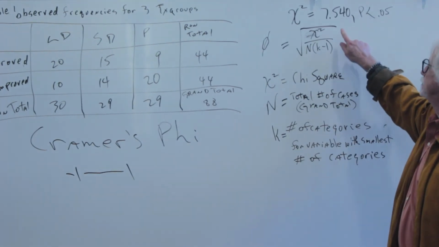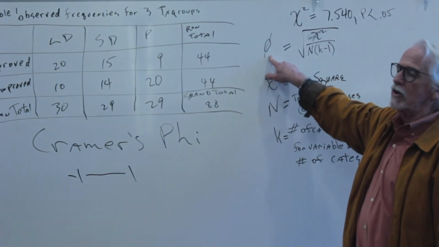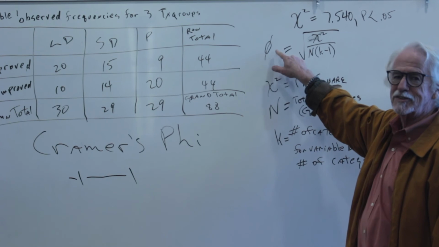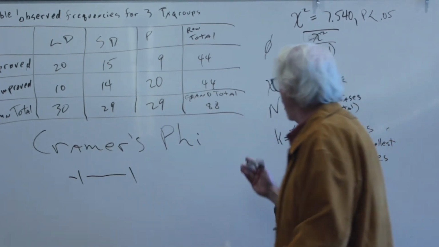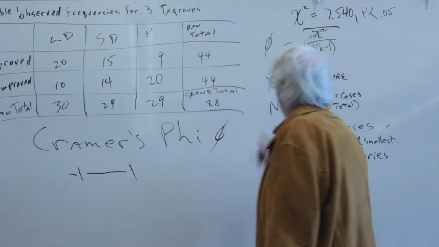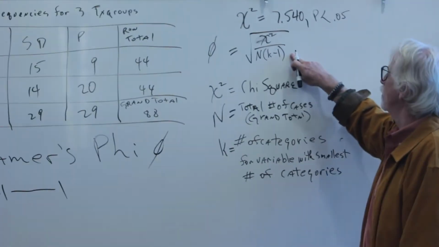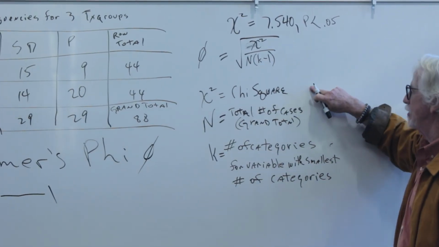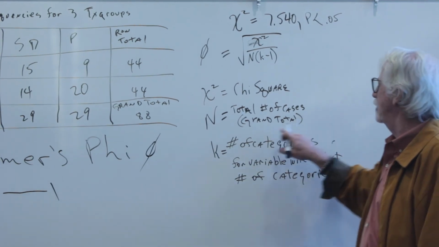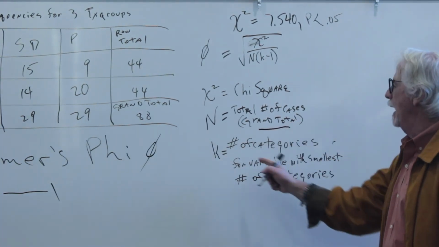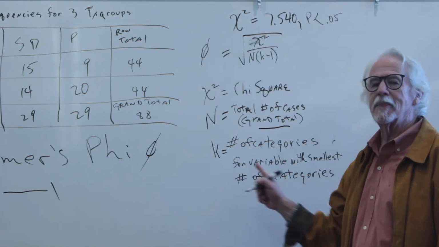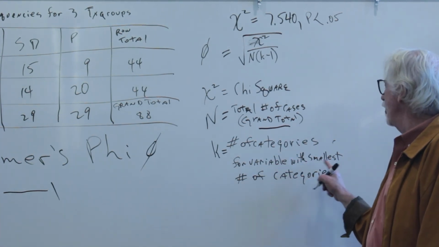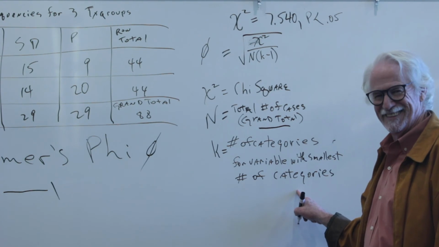And of course, there's a formula for that. This little elongated O is actually called omega. It's the Greek letter. It doesn't matter. This is your symbol for Cramer's phi. And here's your formula: chi-square over n times k minus 1. In which case, of course, x squared is chi-square. N is the total number of cases, or our grand total. Here's the one: K is the number of categories for the variable with the smallest number of categories. Yeah, I know.